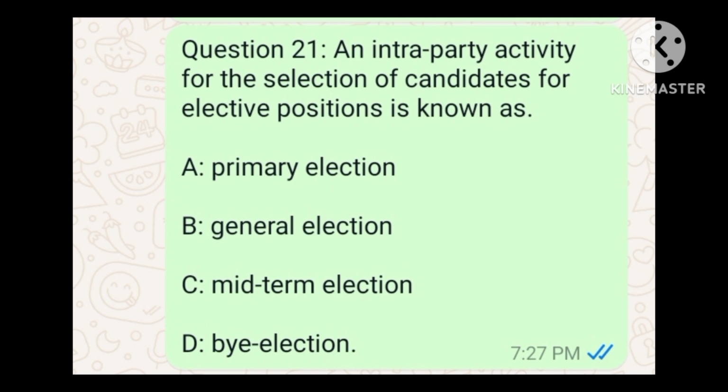A general election is the form of election conducted in a country in which various political parties field candidates that will use their name to contest for such election. A by-election is a form of election conducted to fill a vacant position created by either death, court disqualification, or impeachment or recall. Intra-party means that the election is within the party. So primary election is the answer. Option A is the correct answer.